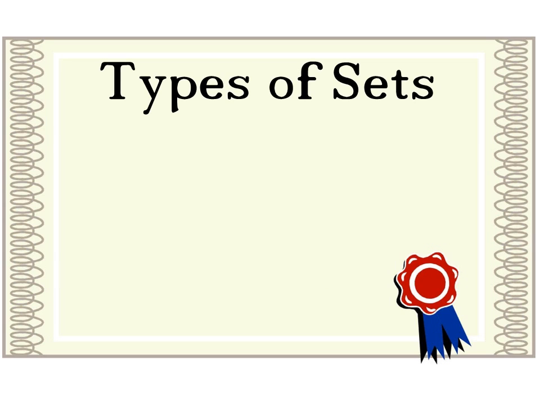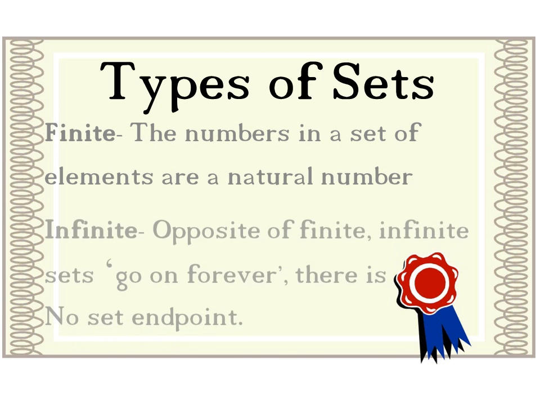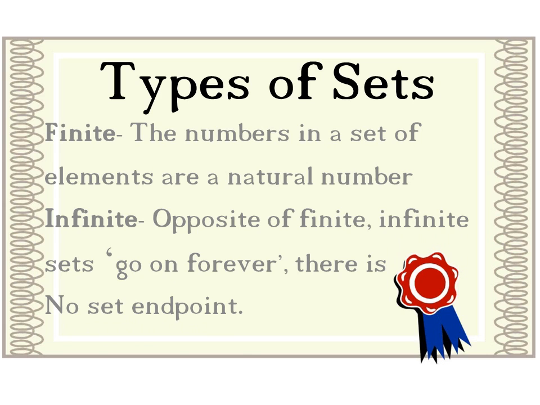Two types of sets are finite and infinite. In a finite set, there is a set of natural numbers with a beginning and an end. In infinite sets, they seem to go on forever. There is no set endpoint.